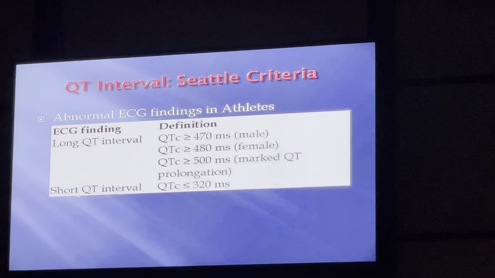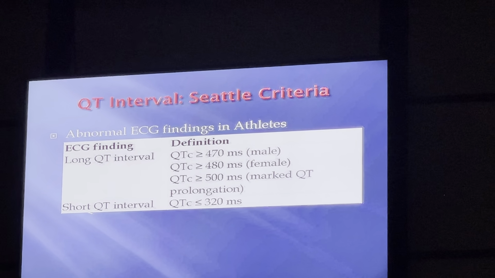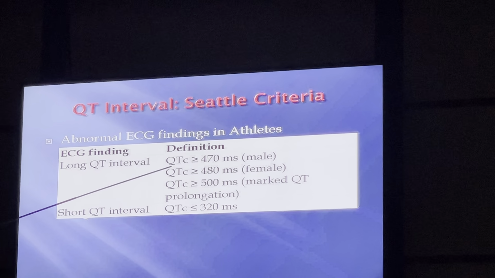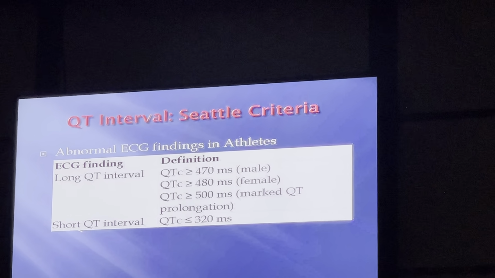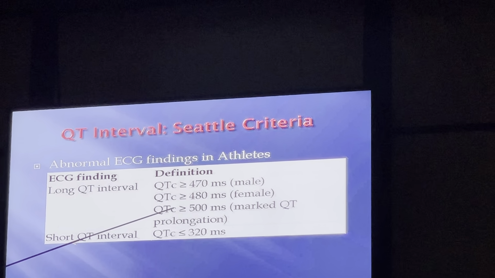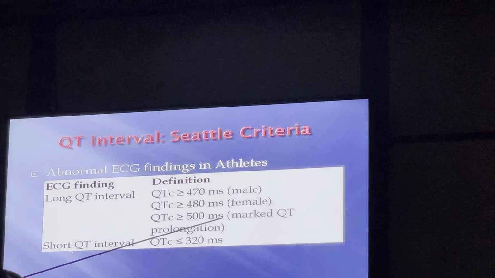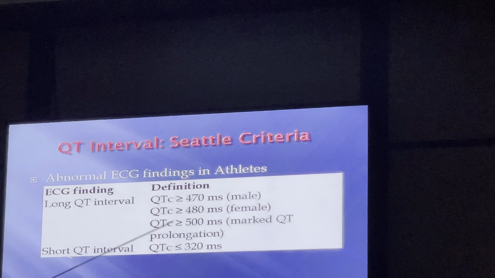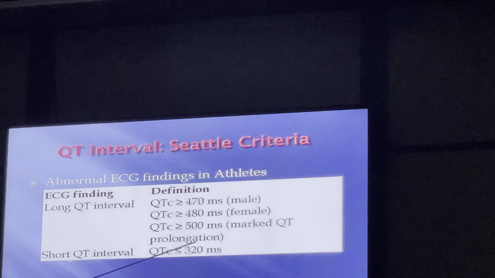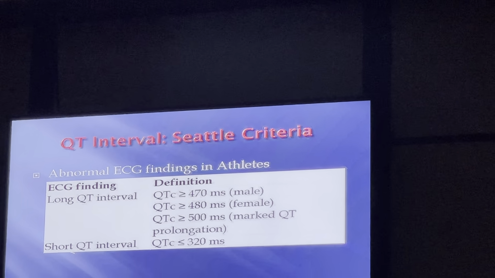Next is the QT interval. This is also an important topic. Normal QT segment is 440 to 460 or 480. Here you see that the long QT interval: male more than 470, female more than 480. We call it markedly prolonged QT if it is more than 500, and we call the QT segment short if it is less than 320 milliseconds.